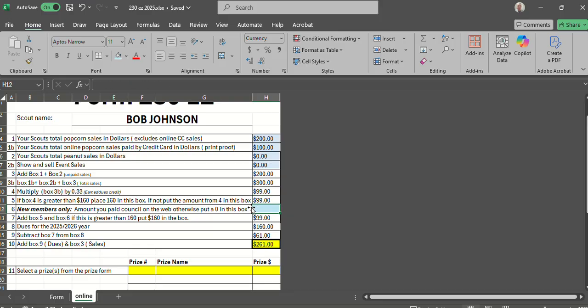If you were a new member and you put some money towards your new membership through council directly, you can put that number there, and that'll also go towards your dues. Let's say that you're not, though. If you take that $99 and the dues for this year are $160, your remaining dues are $61. If you had paid into that, then your remaining dues would be $0.